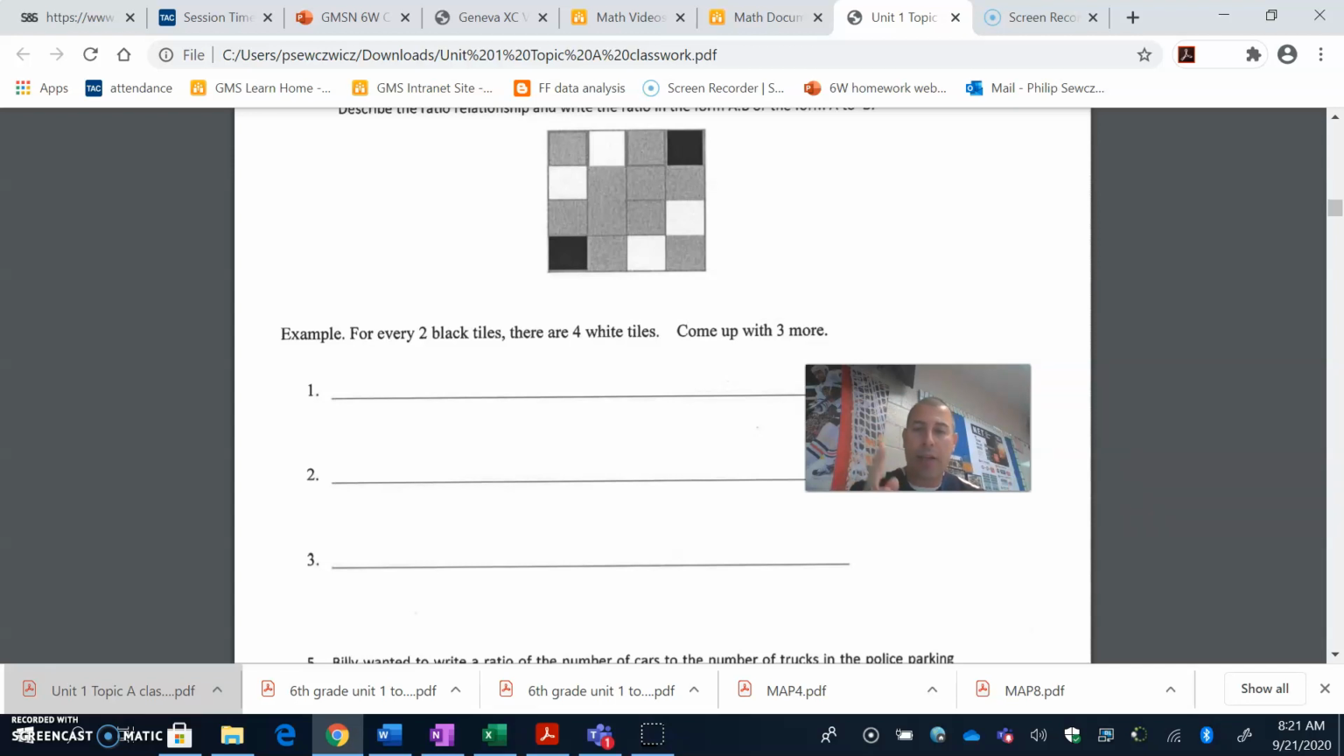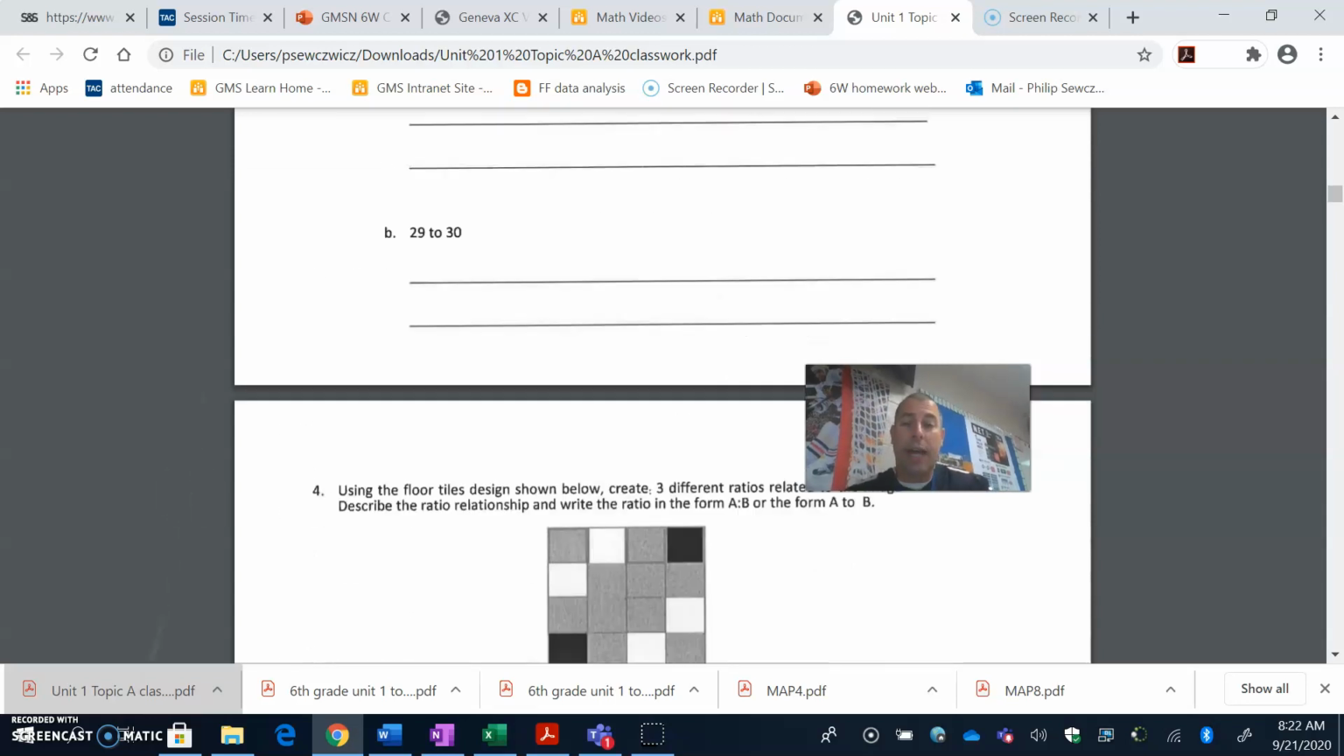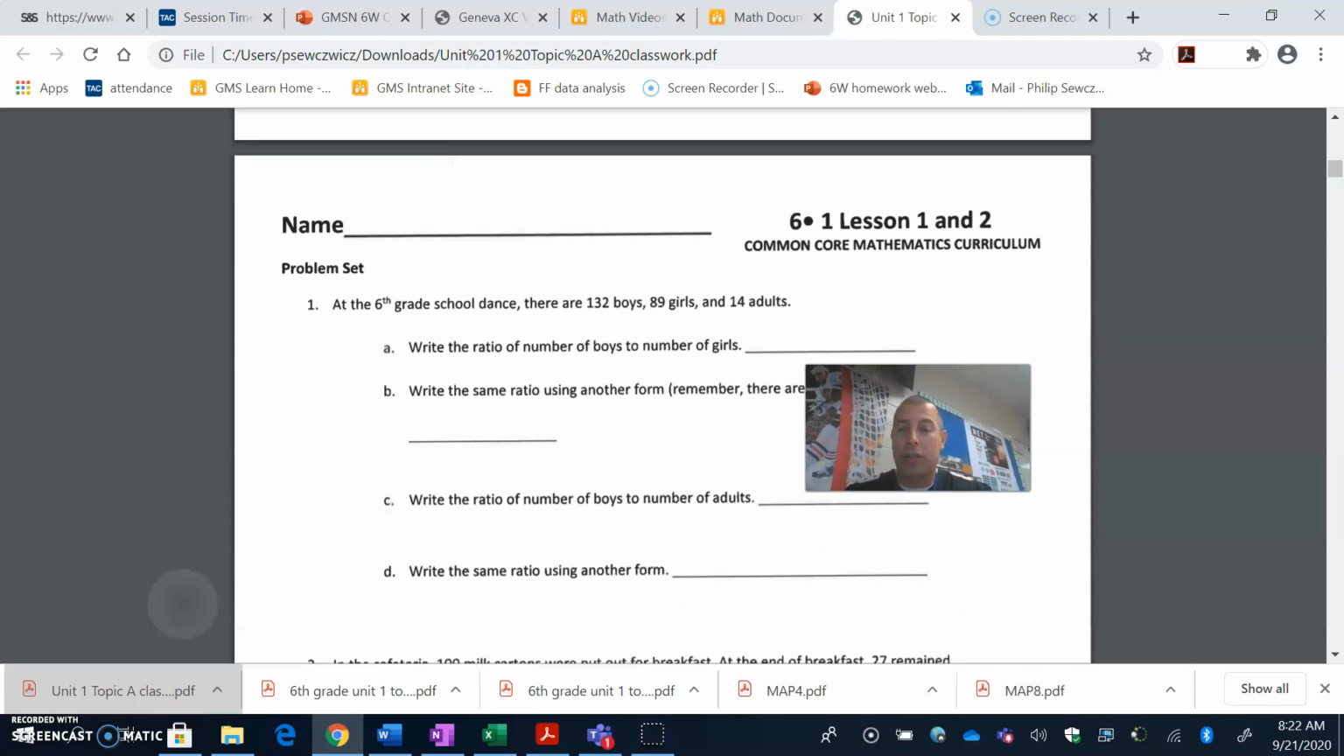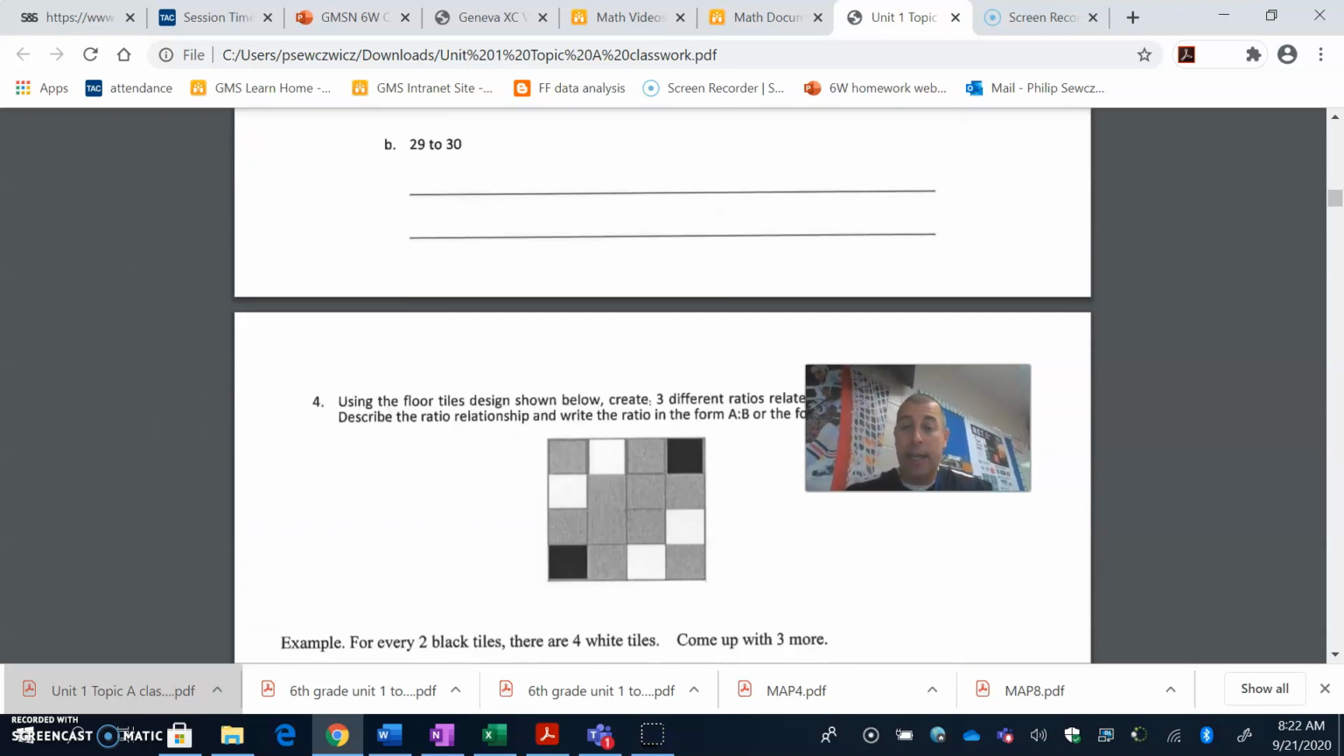So I see black tiles, white tiles. I see gray tiles in there. So I can count the gray tiles: 1, 2, 3, 4, 5, 6, 7, 8, 9, 10. Now I can say for every 10 gray tiles, there are 2 black tiles. So that's kind of what they're after. That's what you're looking at today for classwork, lesson 1 and 2. And yeah, enjoy today.